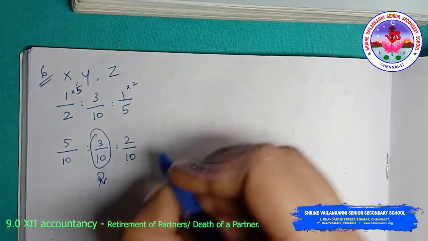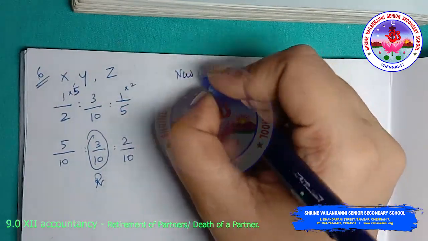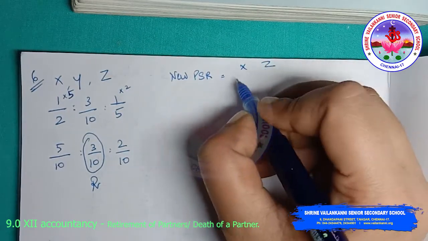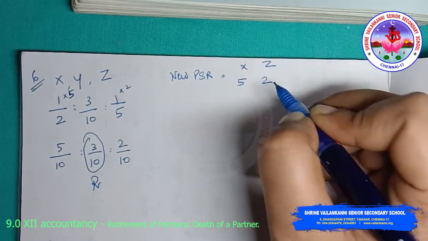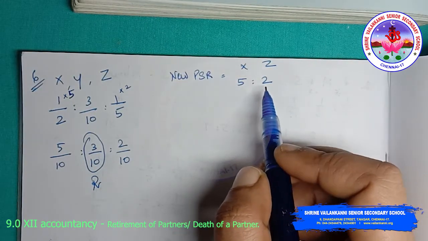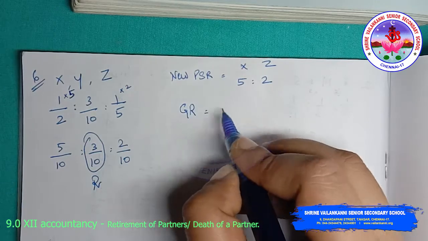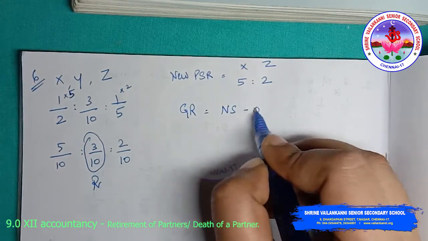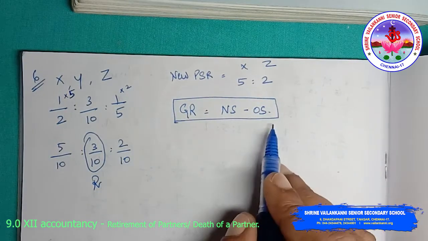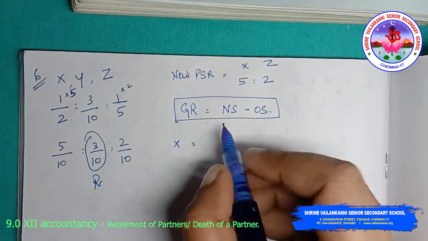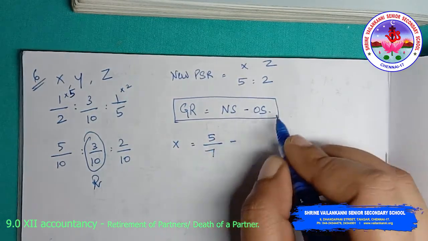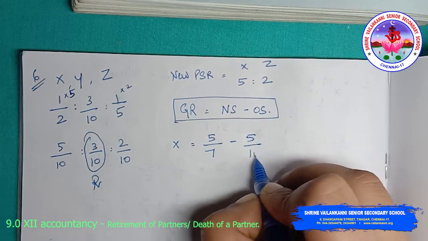So what will be the new share? New profit sharing ratio for X and Z will be 5:2. Okay, so 5:2 will be the new profit sharing ratio. So gaining ratio is equal to new share minus old share. This is the formula. So for X, what is the new share? 5 by 7 minus what is the old share? 5 by 10.